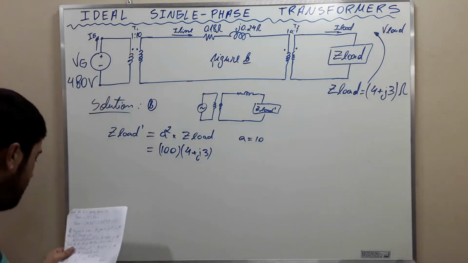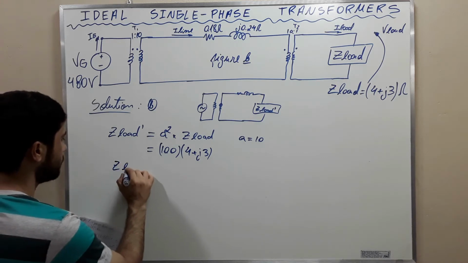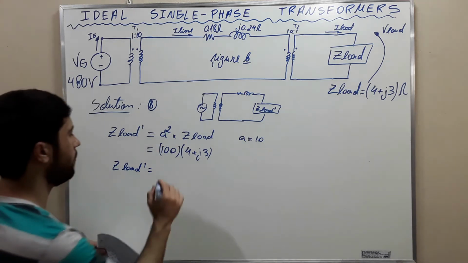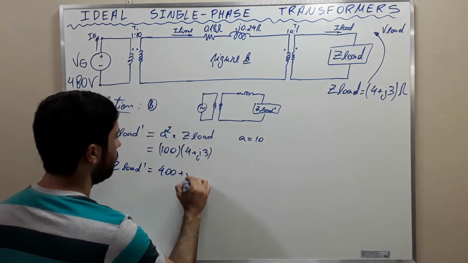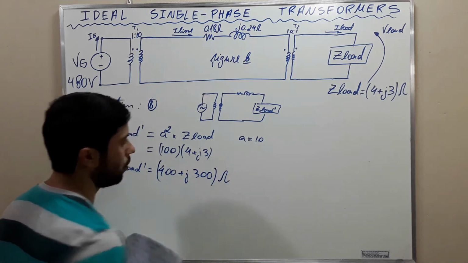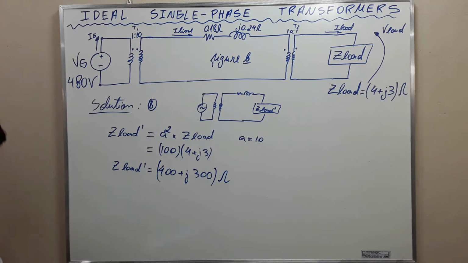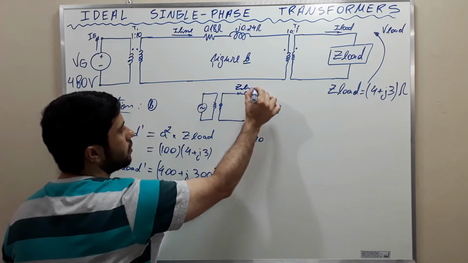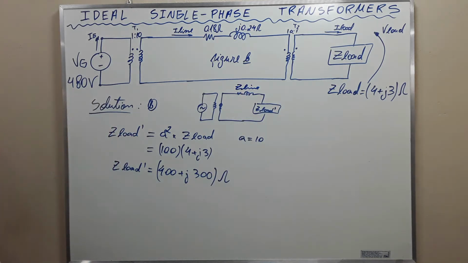The Z load prime will be equal to 400 plus J300 ohms. Okay? Are you guys understanding? Now, we need to do this. We need to combine this impedance to the impedance of the line. Okay? This is the next step.